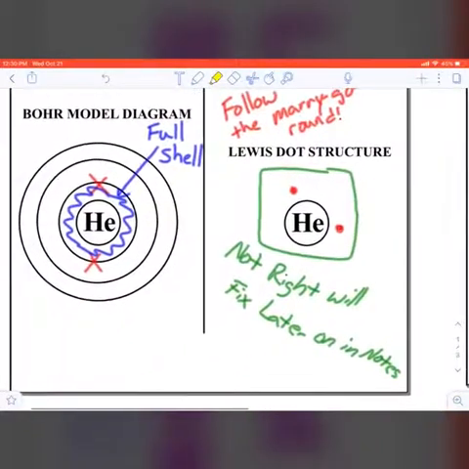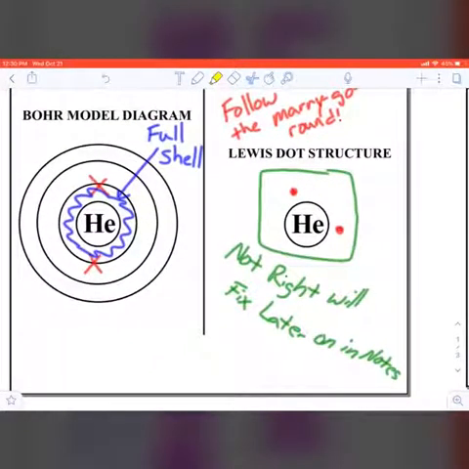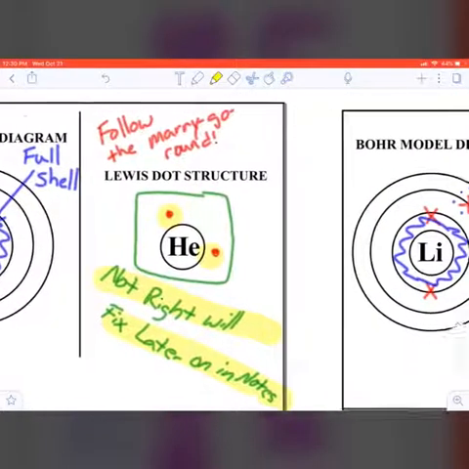Helium, okay, has 2 electrons total. So 1, 2, which fills that shell. And then if we did the merry-go-round, 1, 2. Now you're going to notice it says this is not right. We'll cover it later in the notes. But for right now, we're going to follow along as if we didn't know any better.